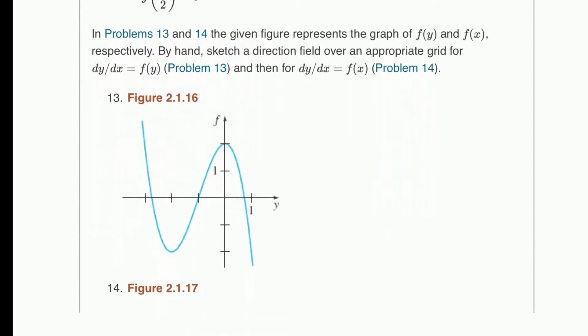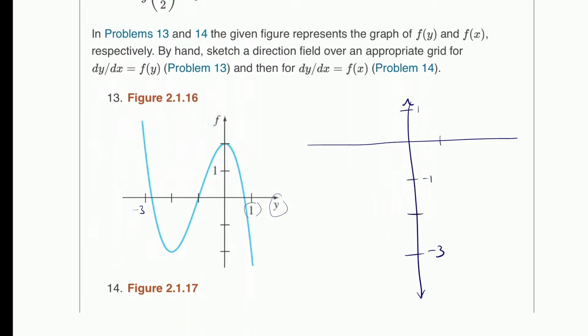Okay, 13, you say. So it says you have this figure, and you're supposed to sketch a direction field over an appropriate grid. So let's make a grid first. So let's see, it looks like this is y. So y starts at -3 and ends at 1. So I will do this. 1, -3, -2, -1. I don't know about x. I'm just going to do this for x. Okay, so that's going to be my appropriate grid.